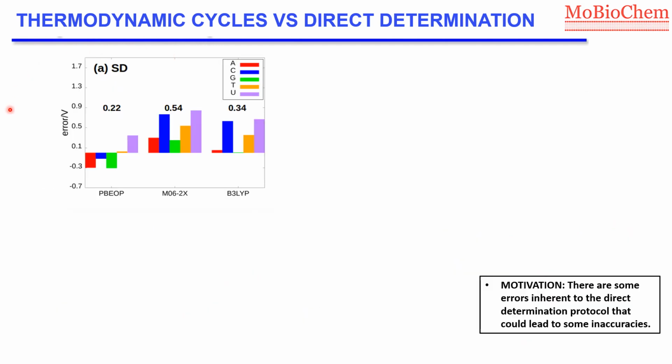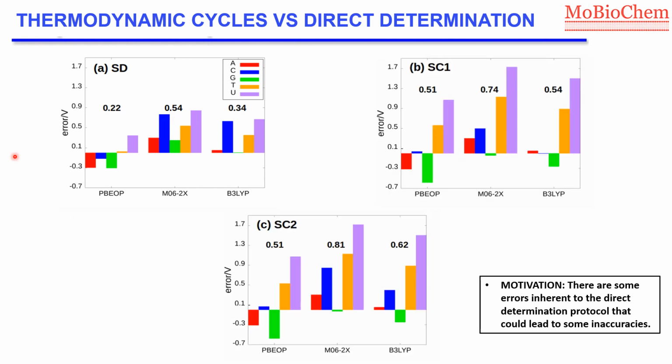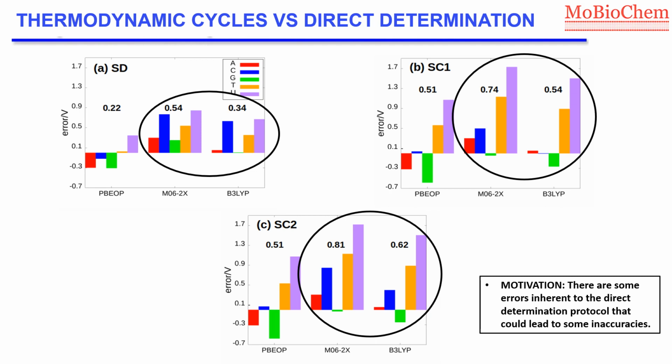The plot presented here shows the signed errors with respect to the one-electron oxidation potential reference for each nucleobase, computed with PBE0P, M06-2X, and B3LYP functionals within the static direct framework. These values represent the mean unsigned error for each of the functionals. When presenting this plot for each of the static schemes, it is possible to observe the following facts. In general terms, B3LYP and M06-2X overestimate the potentials for almost all nucleobases.